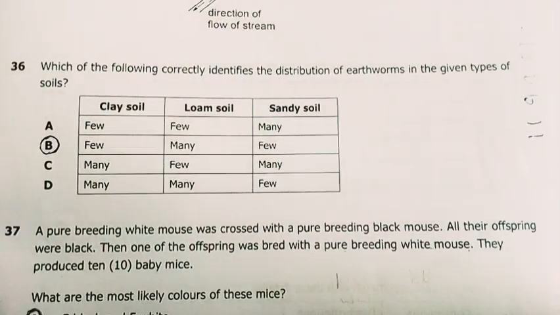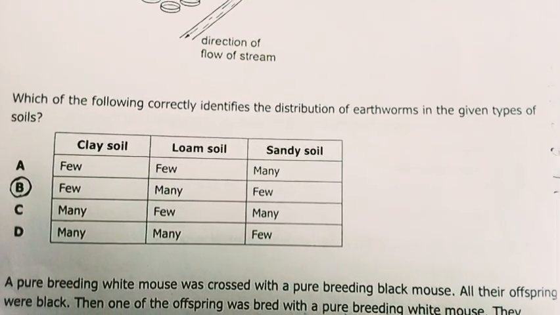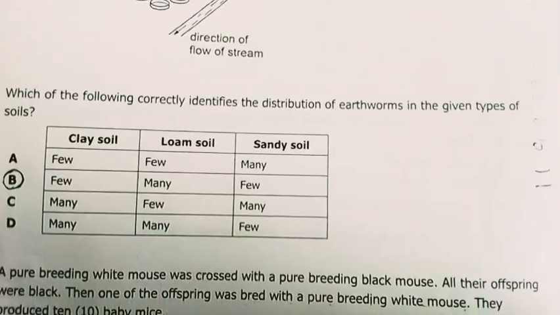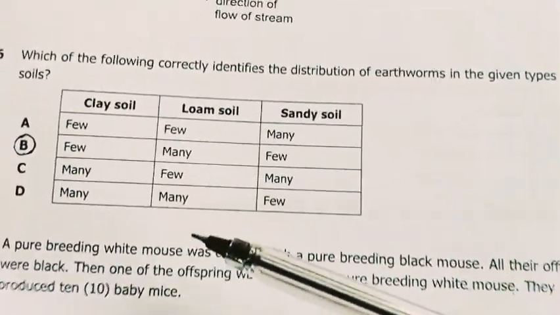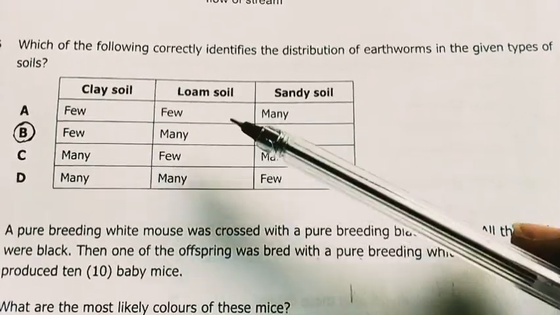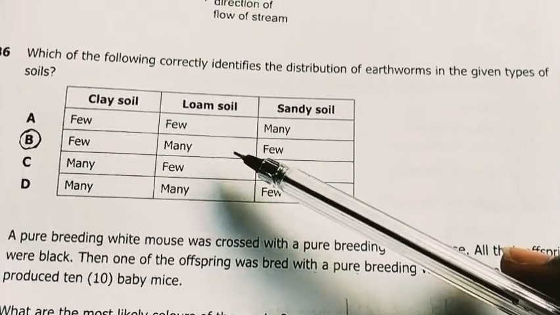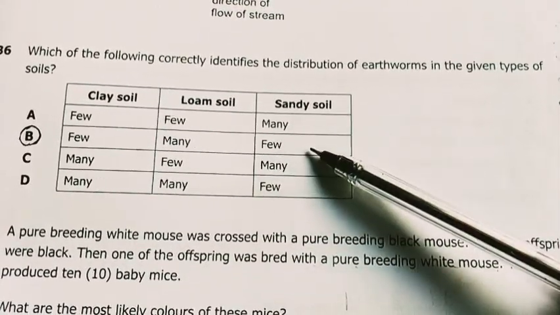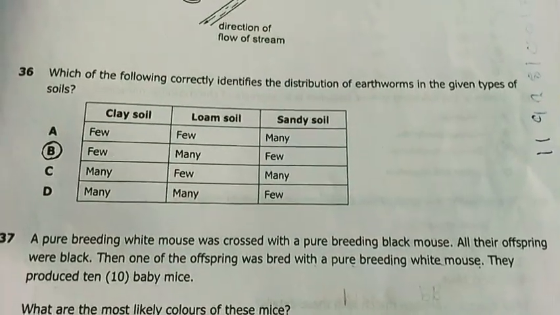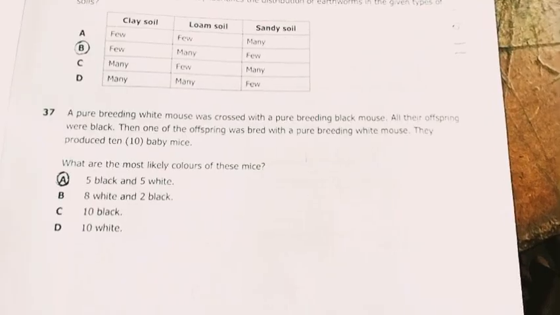Number 36, which of the following correctly identifies the distribution of earthworms in the garden given the types of soils? Clay soil, yes, there'll be few because of less organic material for the worms to eat. Loam soil, there'll be many because loam soil has a lot of organic substances in it, insects and the like. Then sandy soil few. My answer would be B for 36. This is from the small topic, soil.